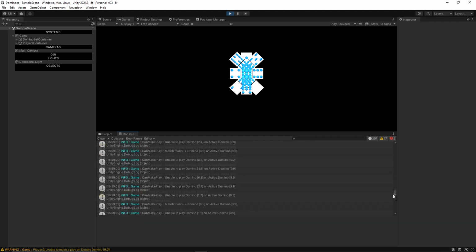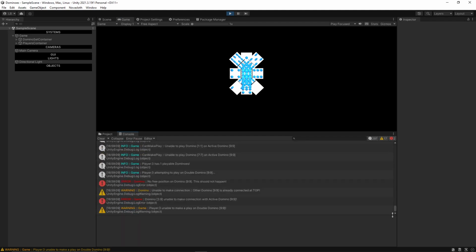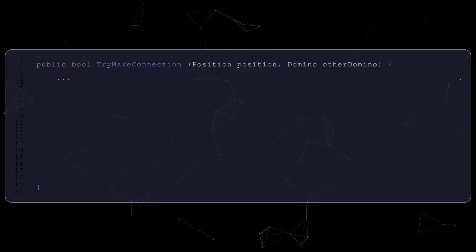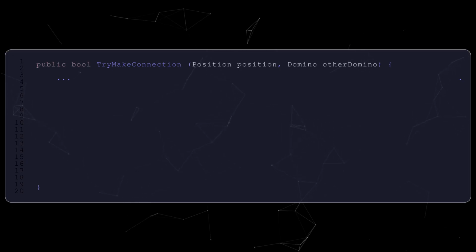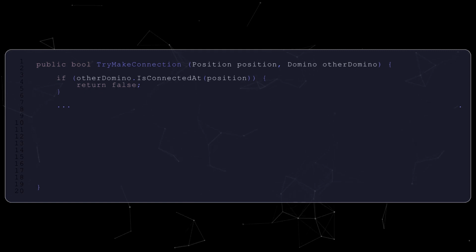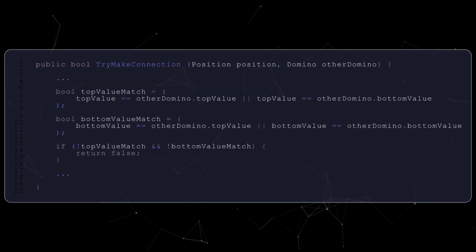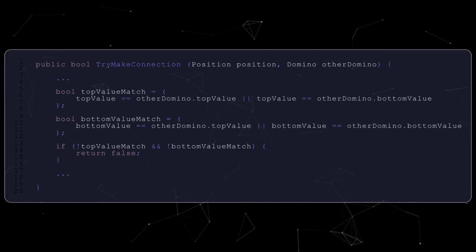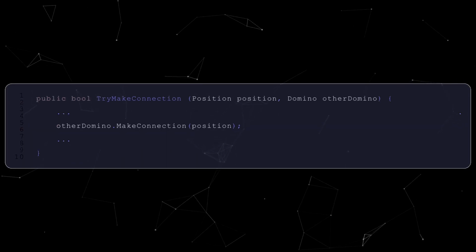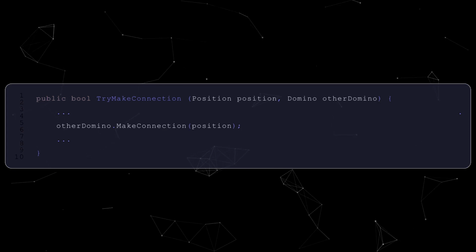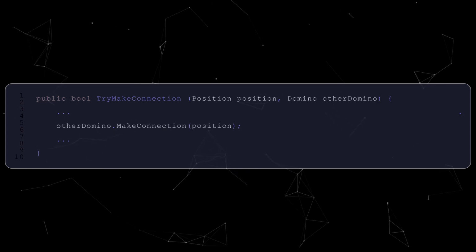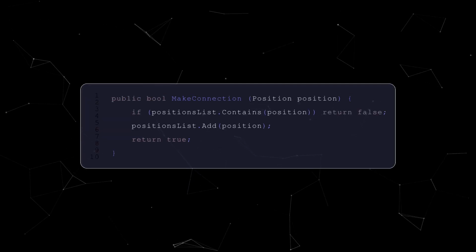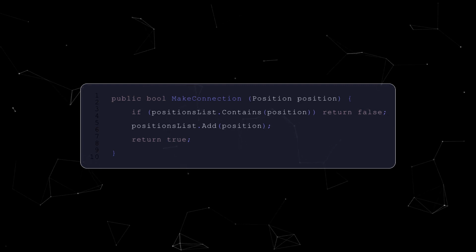So let me go back to the try make connection method so I can explain how I resolved the connection issues that we're seeing here. So I'm trying to connect the current domino to the other domino at the passed in position. If there is already a connection at the position, I just return false. I check that I can make a connection with the other domino and return false if not. And then I go ahead and add the connection at the position for the other domino, since we should be able to make a connection. And that method is very basic. We just add the position to the list if it isn't already there.